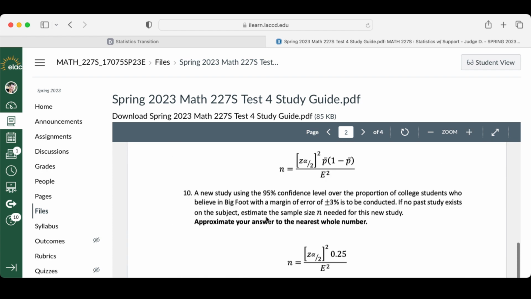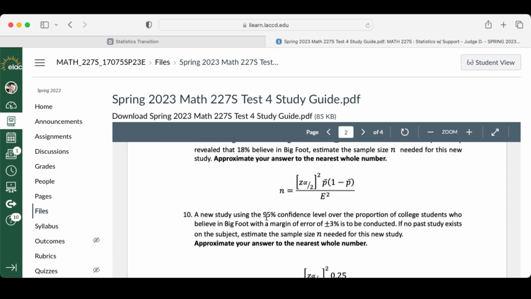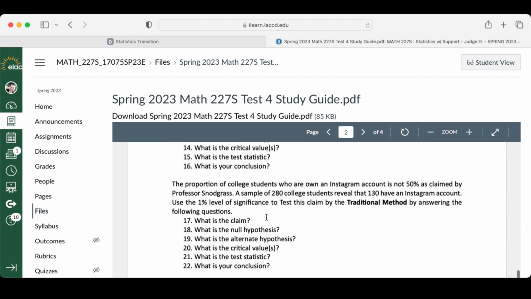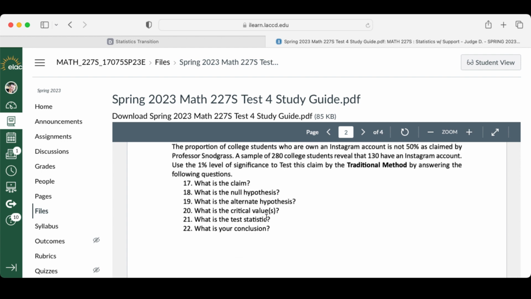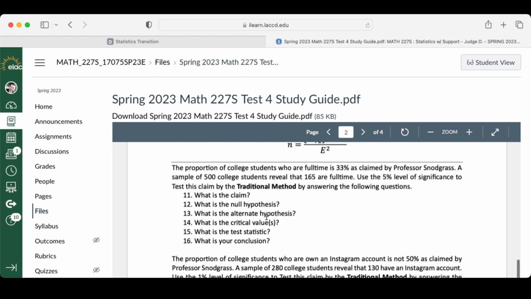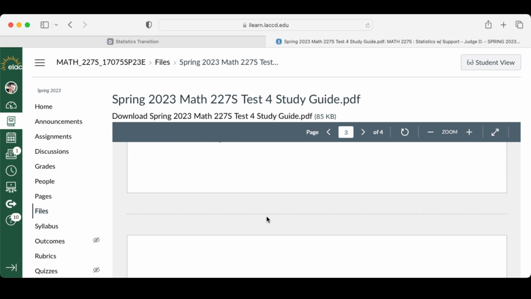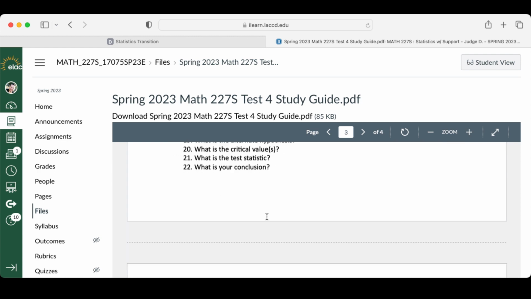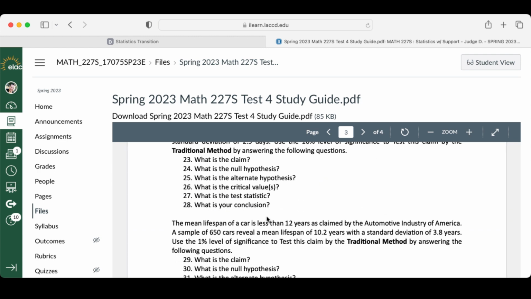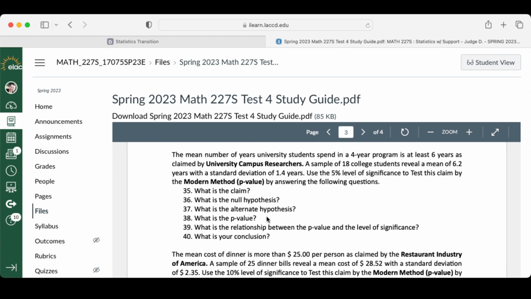This is the stuff we did on estimation. Take a look at your assignment section. You have to do like 1 to 18 all on estimation, I think. I'll double check. But notice this. For some of these hypothesis tests, I say use the traditional method. And then I go down and I say use the, oh, the modern method, the p-value method.